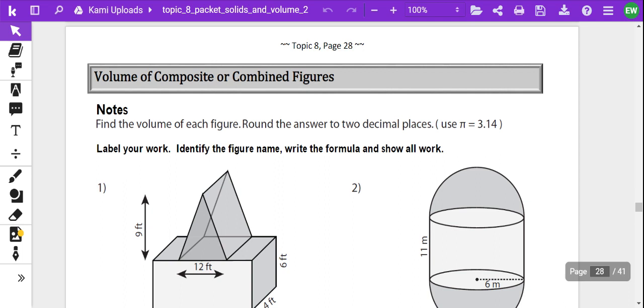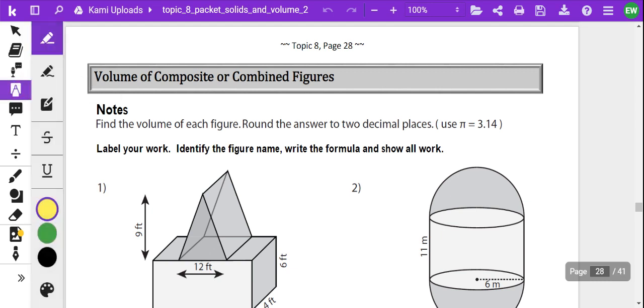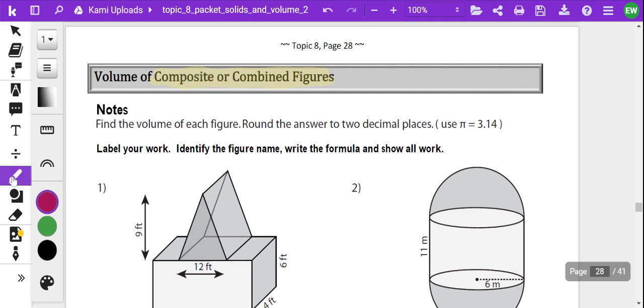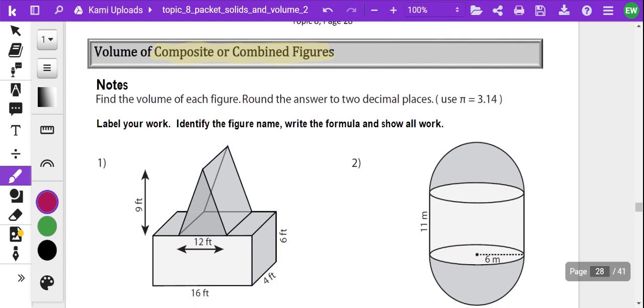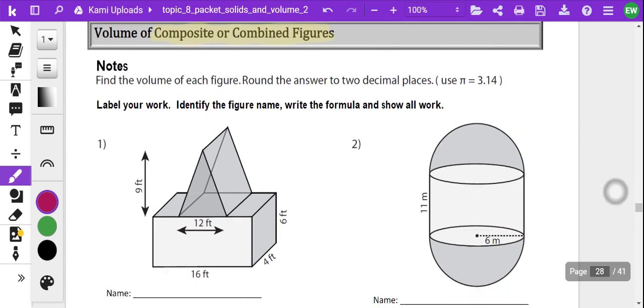You are going to be watching a video of how we are going to solve for volume of composite or combined figures. Those are two different 3D figures put together, but we still need to know how to find the volume of them all together. We're going to go through some strategies for these two problems. Then you're going to do some of these practice problems on your own. We'll go over them later this week.